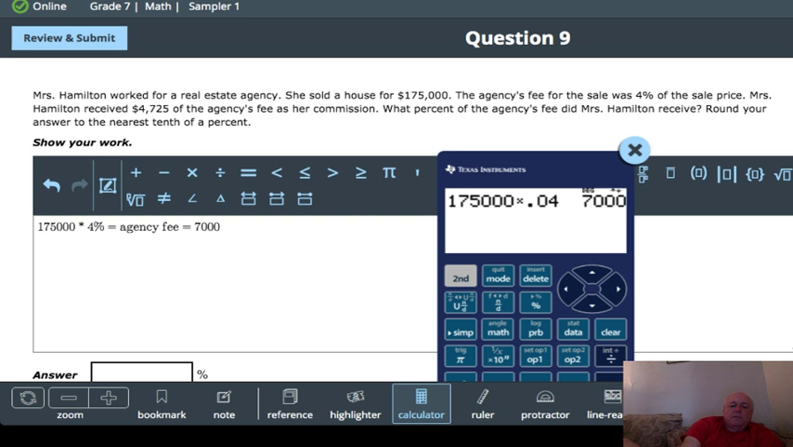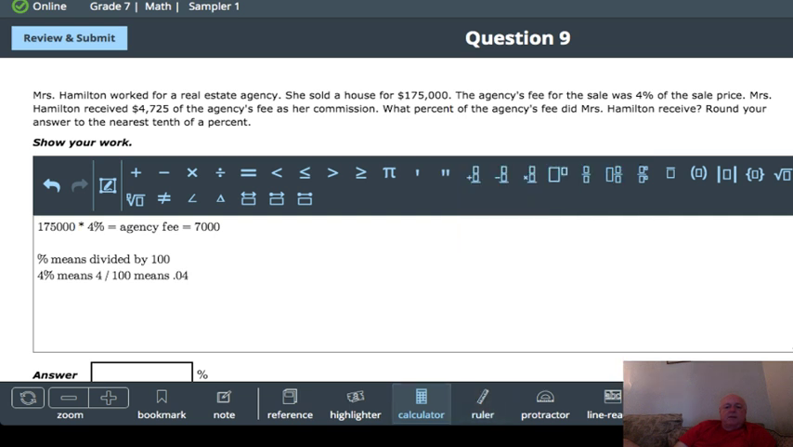Remember, percent means divided by 100. So 4% means 4 divided by 100, which means as a decimal, 0.04. Okay? So that's where I get the 0.04 on the calculator from. All right, so we have that the agency fee was $7,000. Okay, Mrs. Hamilton receives $47.25 of the agency fee as her commission.